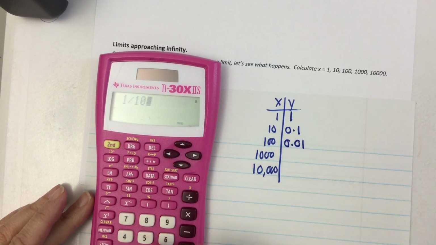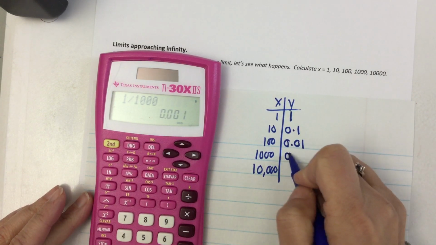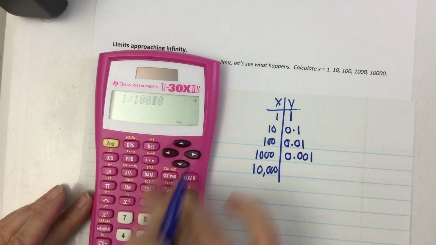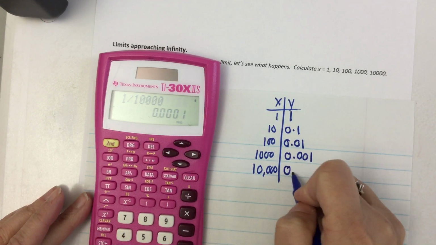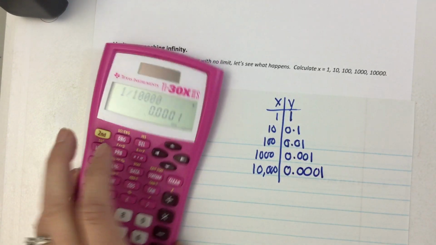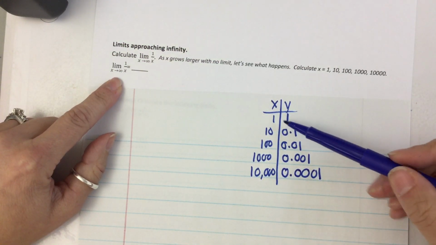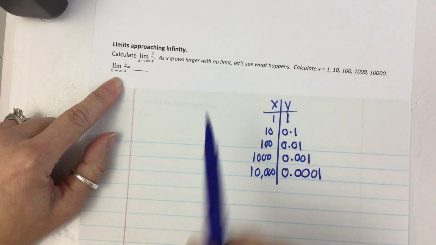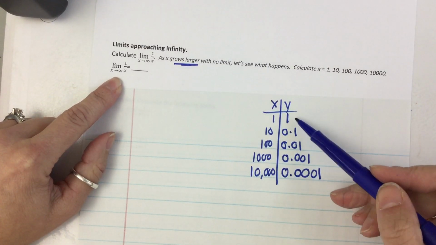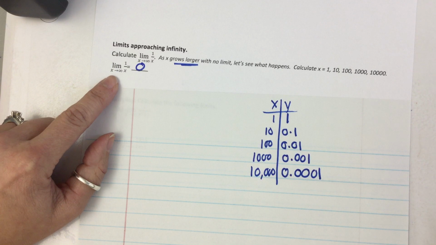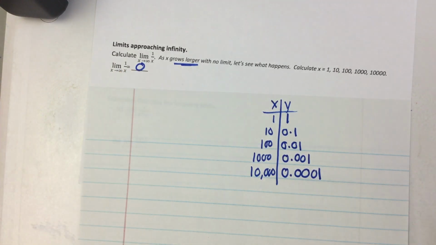If I take 1 over 1,000, it's 0.001. If I take 1 over 10,000, it is 0.0001. So what they want you to see here is if I have the function 1 over x, as my x values are approaching infinity, meaning growing larger, the y value is getting closer and closer and closer to 0. So the limit of 1 over x, as x is approaching infinity, meaning going all the way to the right, your y values are approaching 0.